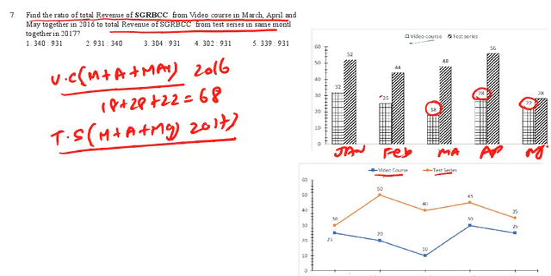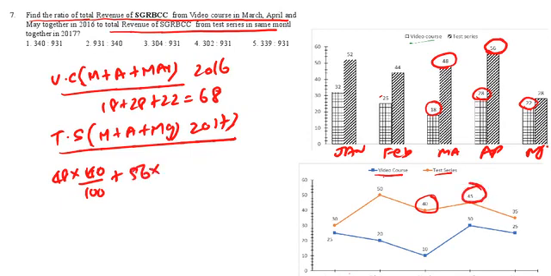March test series is 48. It is increased by 40%. So 48 into 140 by 100 plus April test series is 56. It is increased by 45%, so 56 into 145 by 100 plus May, it is 28 increased by 35%, so 135 by 100. Now you do this calculation.